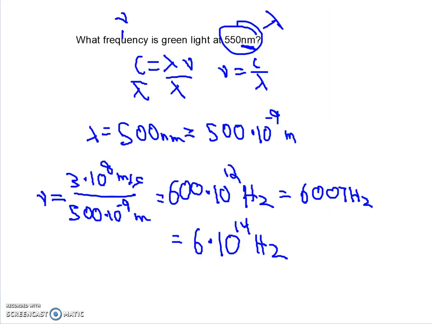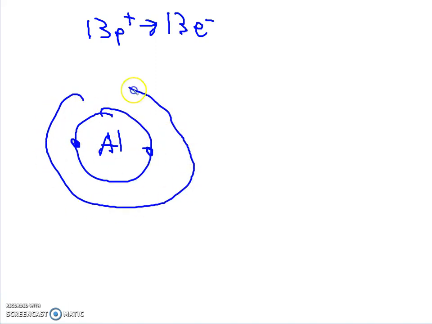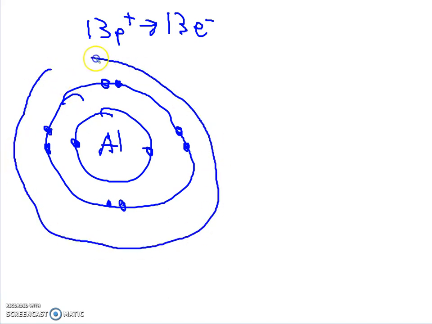Okay, what else? You also need to explain this idea of the Bohr model and atomic spectra. So if I take a Bohr model for, say, aluminum, aluminum has 13 protons. If it's neutral, that means it also has 13 electrons. Alright, so I put 2. I've got 11 left, so I need another shell. I put 8. Well, I still have 3 left, so I need a third shell. 1, 2, 3. So that would be a Bohr model.